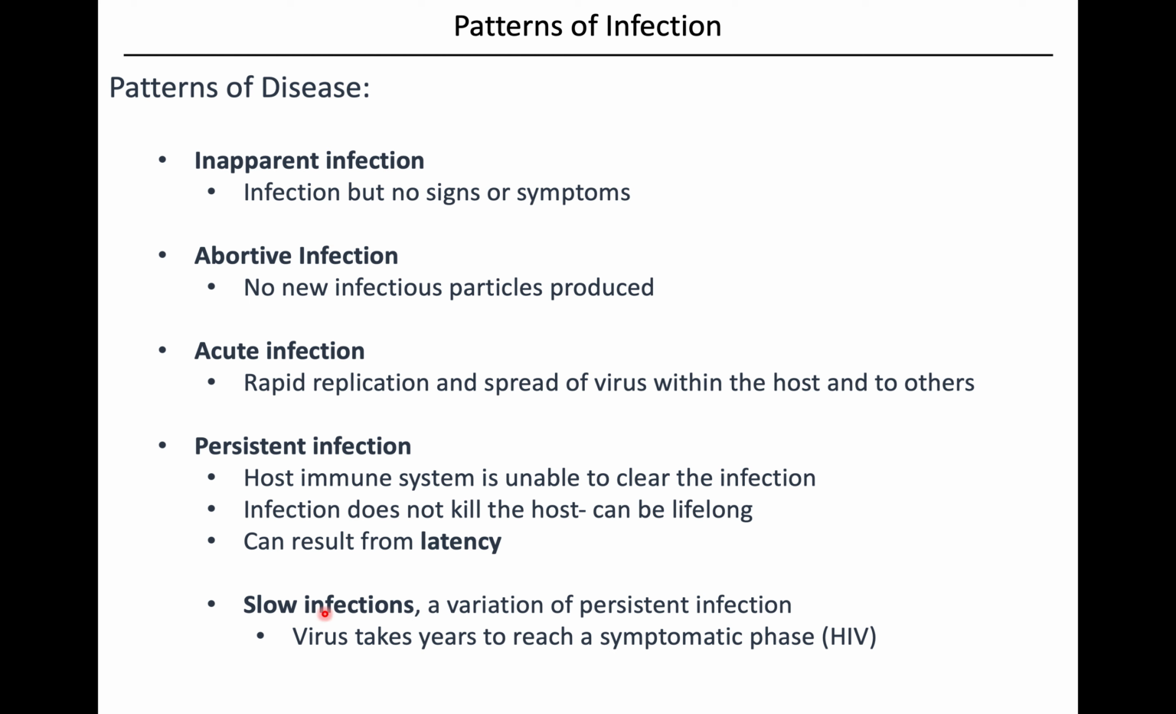And then a subset of persistent infections are what are called slow infections, which are those that progress slowly. So it takes a long time, maybe even years, to reach that symptomatic phase. And a good example of that would be HIV. So you get some initial nonspecific symptoms very early in the infection. Those go away, and then it may be many years before you really get into the immunodeficient symptomatic phase of HIV.